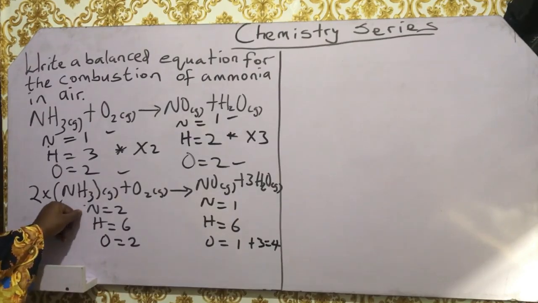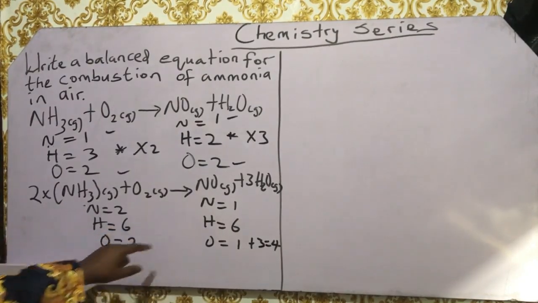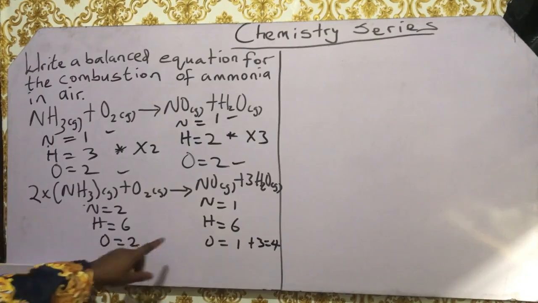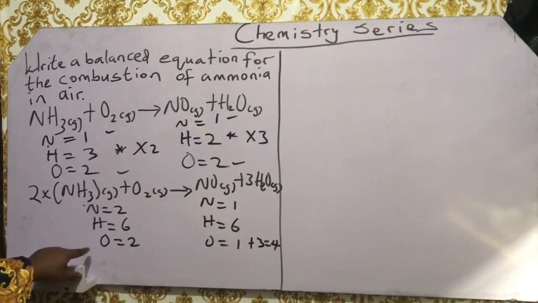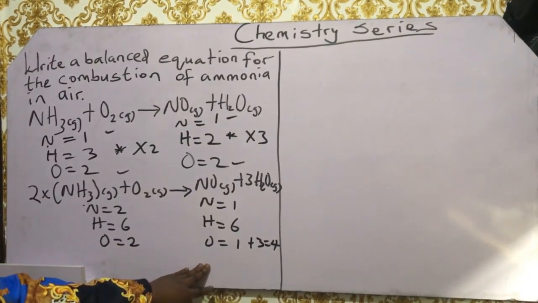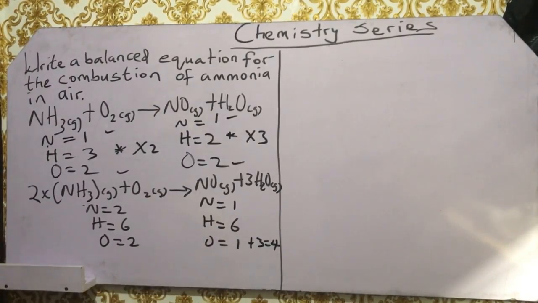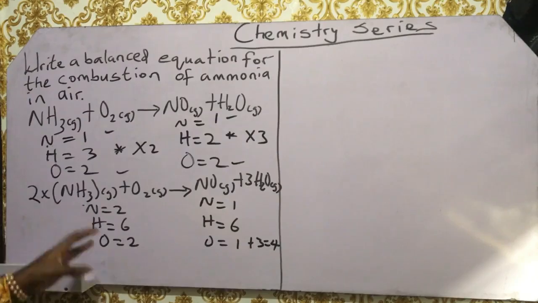So let's see. Nitrogen is 2, nitrogen is 1. Hydrogen is 6, hydrogen is 6. Oxygen is 2, and oxygen here is 4. So what we simply do is we try to balance the number of nitrogen and oxygen. And how do we do that? Remember, one more thing is try to balance every other atom first before oxygen.